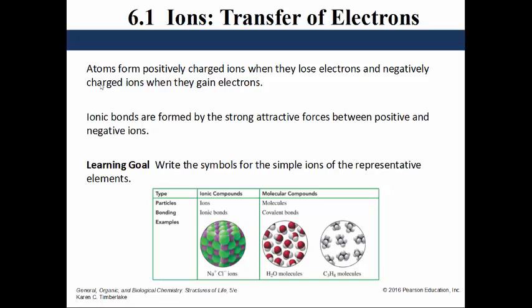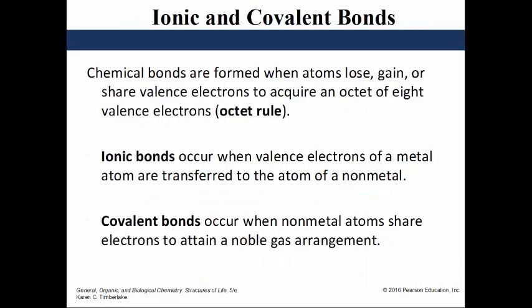A type of bond called an ionic bond is formed when a strong attractive force between a positive ion and a negative ion meet. See the learning goals of chapter number 6: being able to write the symbols for simple ions of the representative elements. An easy way to tell if an element is an ion or not is a positive or a negative charge written just above the chemical element symbol. Right now, we'll talk about ionic and covalent bonds.